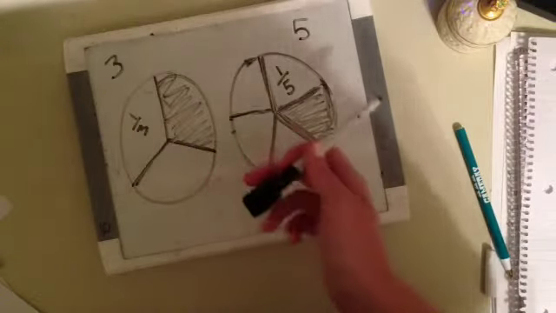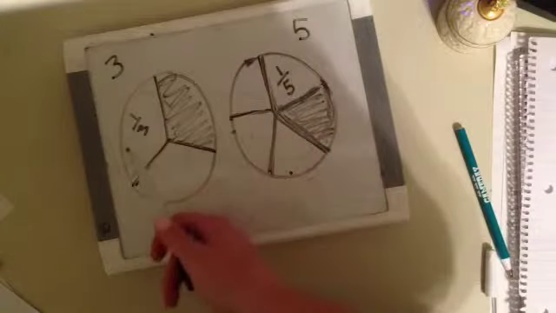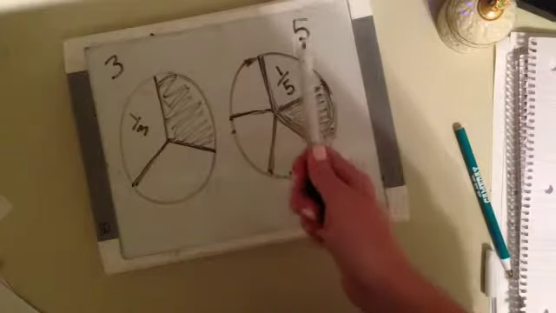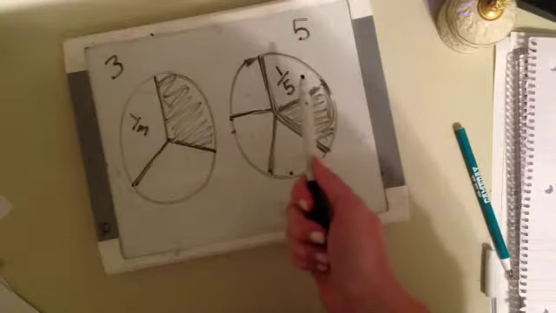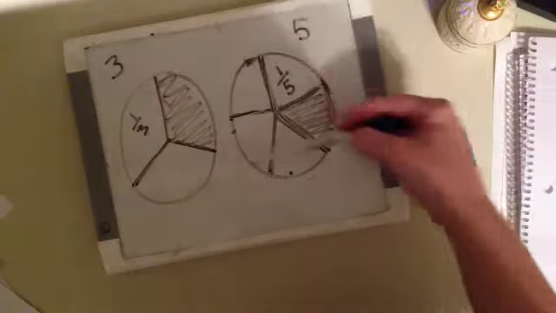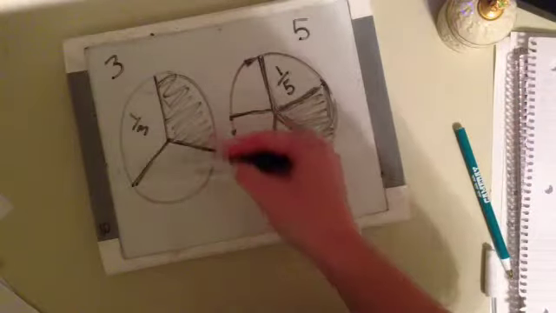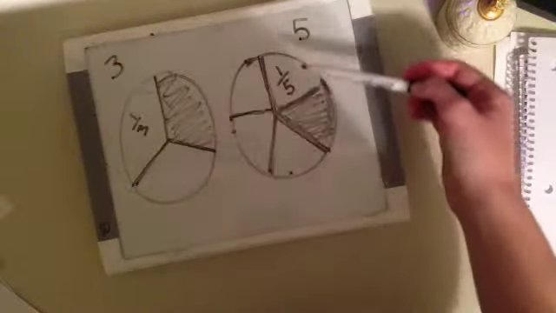And I don't know about you, but I like bigger pieces of pizza, so I would rather have a piece that represents 1/3 over a piece that represents 1/5. This goes to show us that the more times we divide our pizza, 5 times we divided it here, 3 times we divided it here, the smaller each part is.